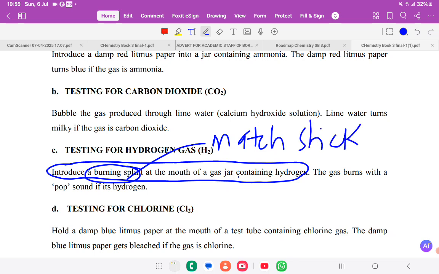Introduce it to the mouth of the test tube or of the container which contains the gas. So the gas burns with a pop sound if it is hydrogen. If it's hydrogen, there's going to be a pop sound. Make sure you mention the word pop sound, because that's what is acceptable in the test for hydrogen. All right, so far, so good.